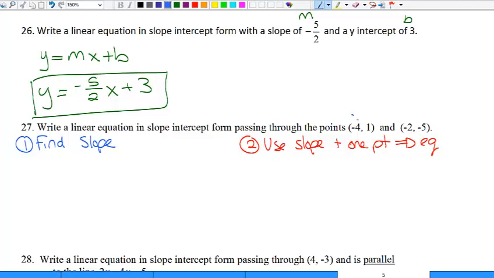So in order to find the slope, in this case, I have 2 points. So I'm going to label them x1, y1, x2, y2. And I'm going to use the slope formula, which is y2 minus y1 over x2 minus x1. So y2 is -5 minus, because there's a minus in the formula, y1, which happens to be +1, over x2, which is -2, minus, because there's a minus in the formula, -4. So the minus comes from the formula, the negative comes from there was a negative on the 4.